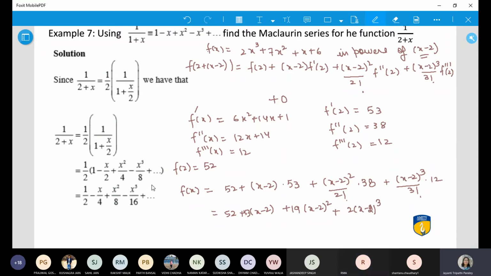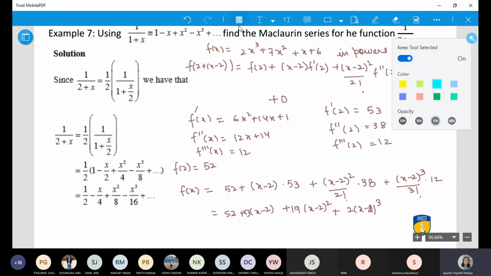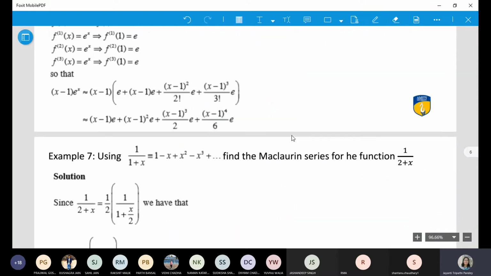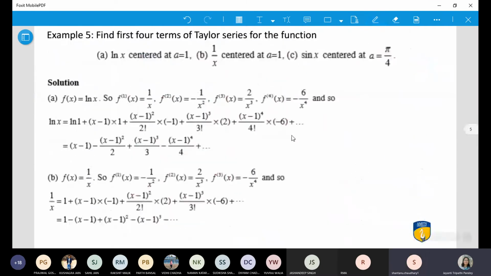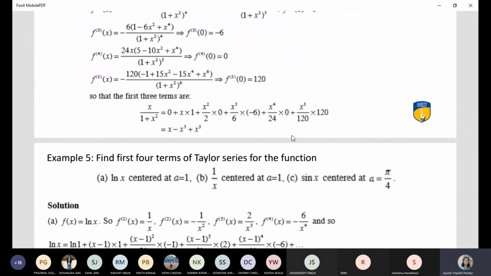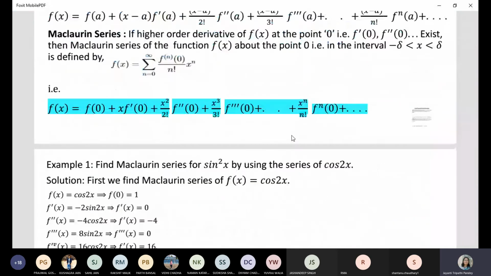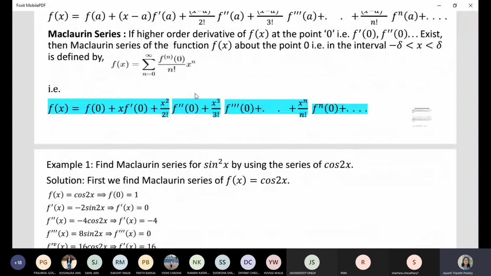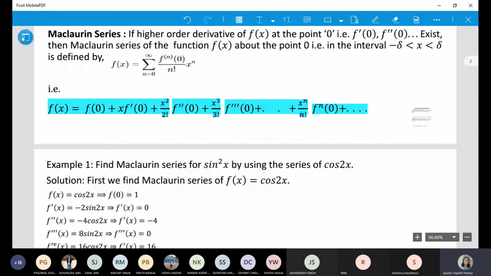Understood how to do the expansions? You can study, this PPT is already uploaded. You can check it on your LMS. So this was for one variable. Now you have to remind me to solve Taylor and Maclaurin series for more than one variable. For two variables and three variables, we will do it, but not now, after studying the partial differential equation.